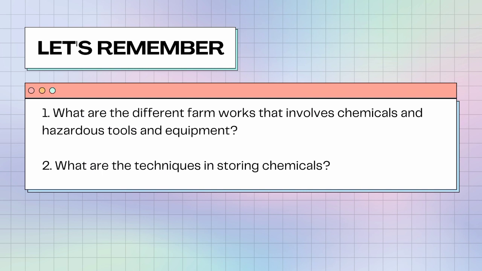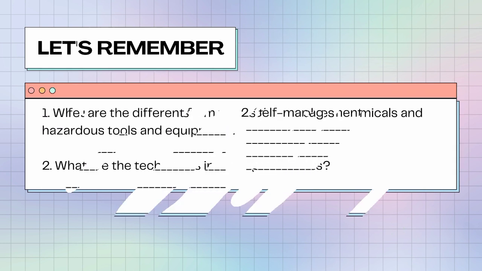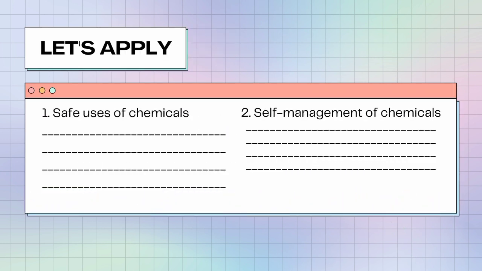Activity. What are the different farm works that involve chemicals and hazardous tools and equipment? Number 2. What are the techniques in storing chemicals? I will give you time to answer. Let's apply. Using the chart below, identify the safe uses of chemicals and self-management of the chemicals. Use the chart.